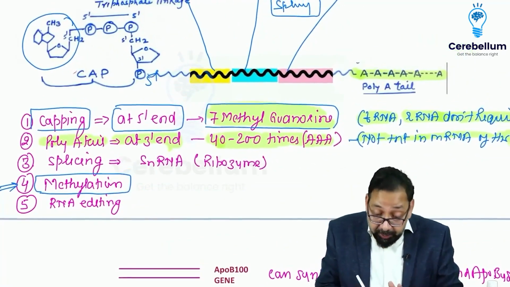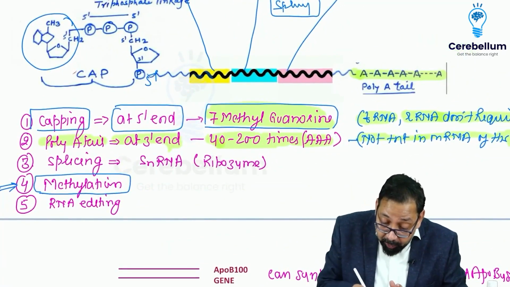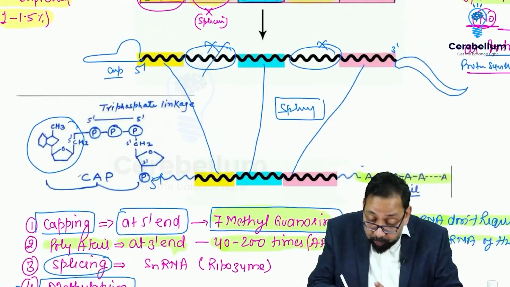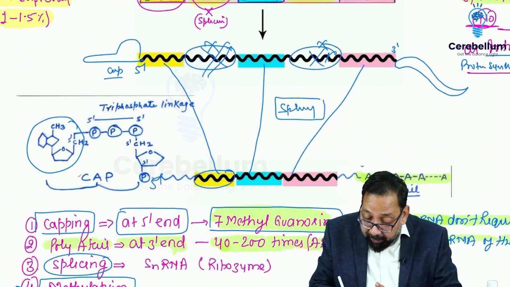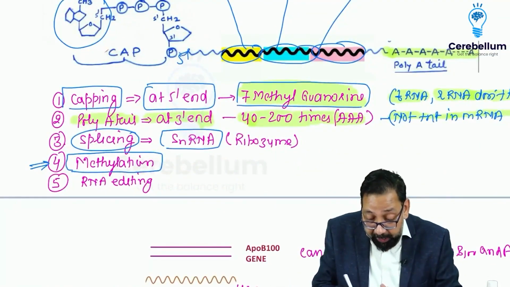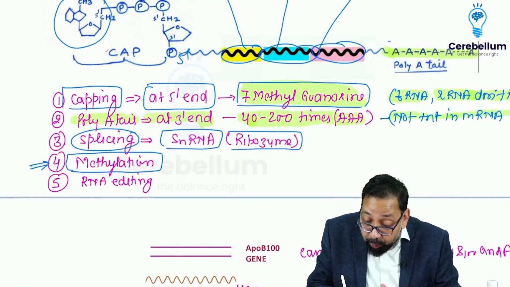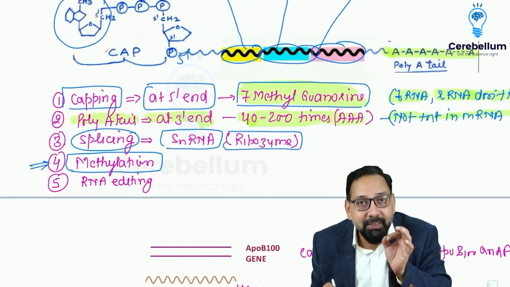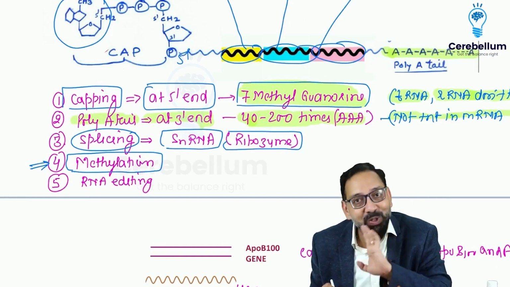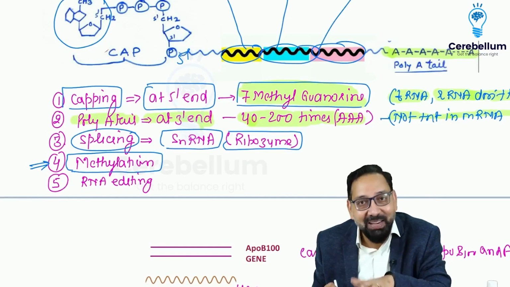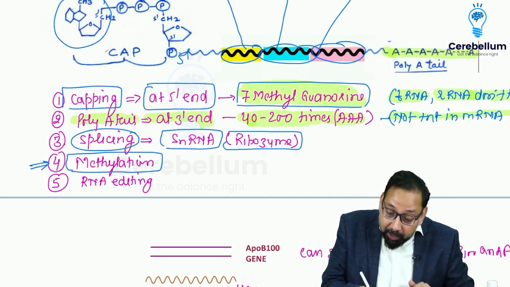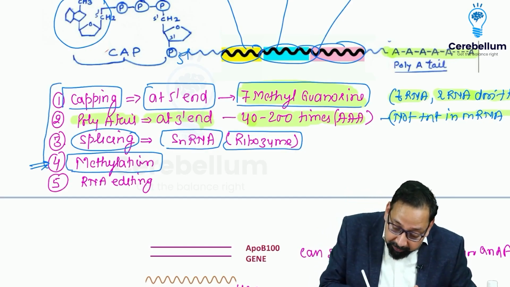Third modification is splicing. Splicing means removal of introns and joining of exons. So these introns are removed and exons are joined. This is splicing and this is done by small nuclear RNA. These are ribozymes. You know that RNA having enzymatic activity is called ribozyme. So splicing is done by small nuclear RNA, which has enzymatic activity. So this is ribozyme. So these are post-transcriptional modifications.